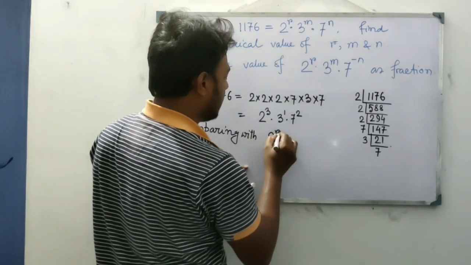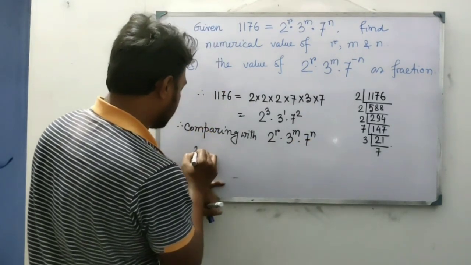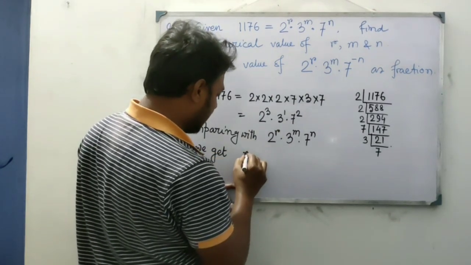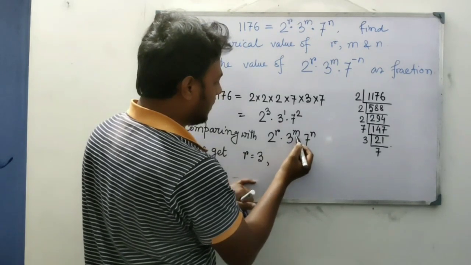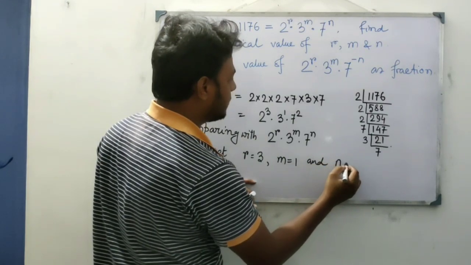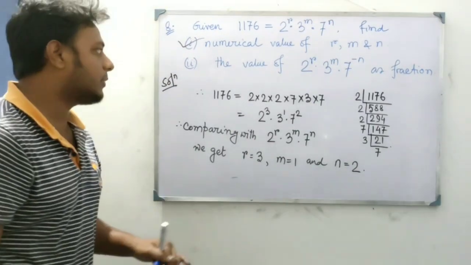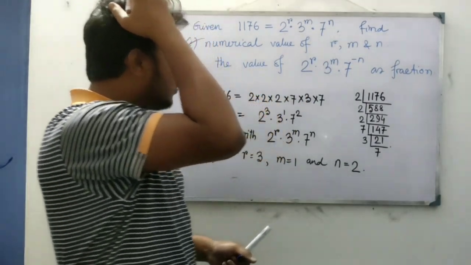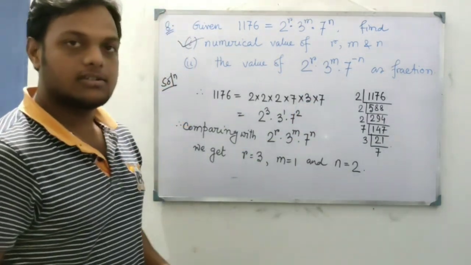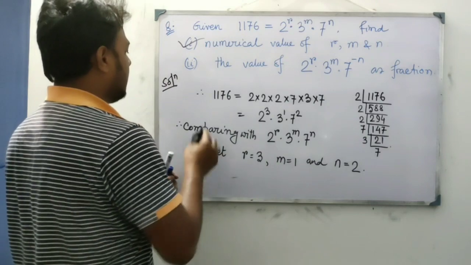So if you compare with the given 2 to the power r, 3 to the power m, 7 to the power n, we get, in the place of r there is 3, so r equals 3, very easy. In the place of m it is 1, so m equals 1 and n equals 2. So this completes the first part. Next, the second part: the value of 2 to the power r, 3 to the power m, 7 to the power minus n as a fraction. So I am solving the second part.